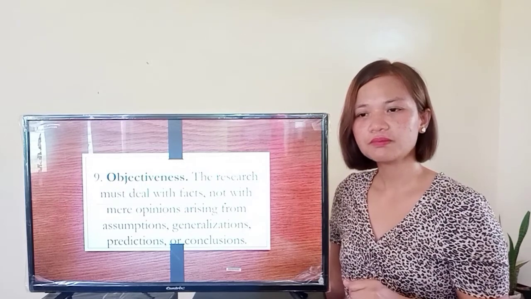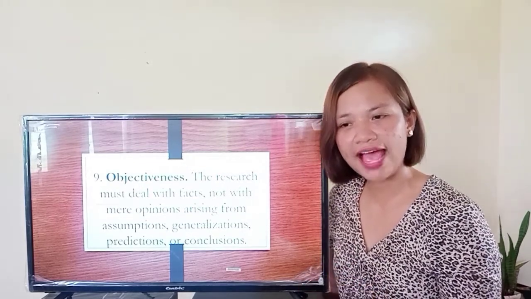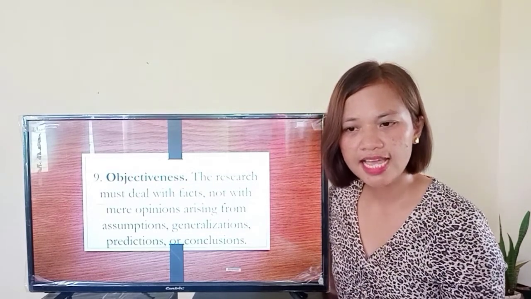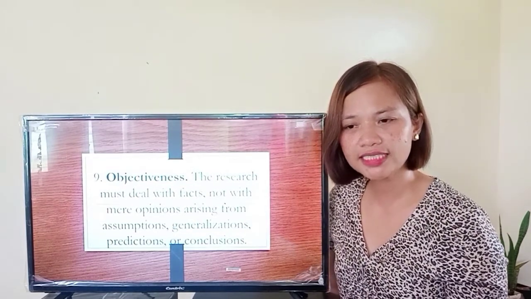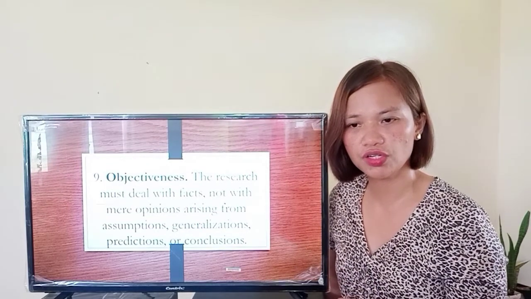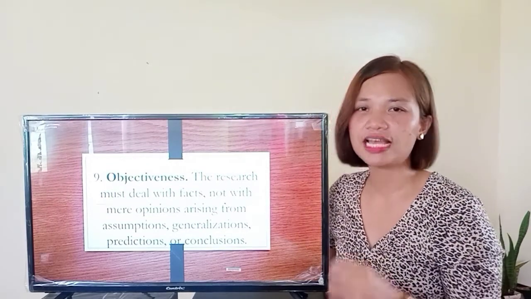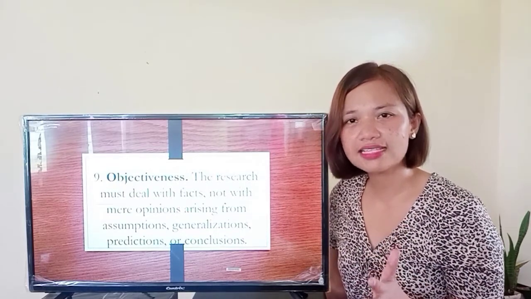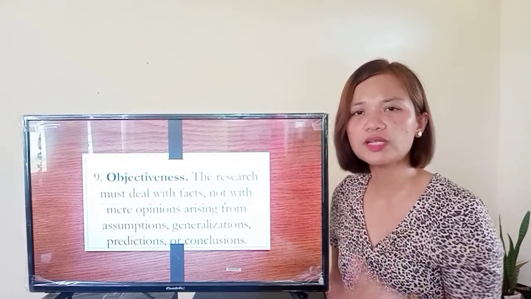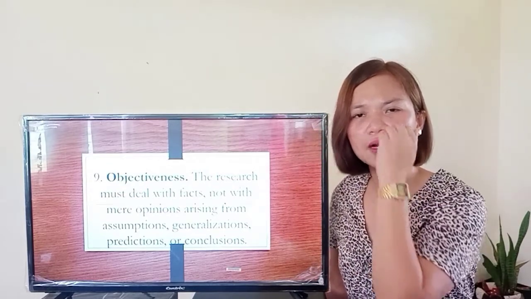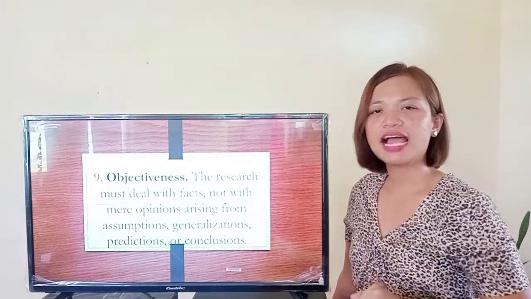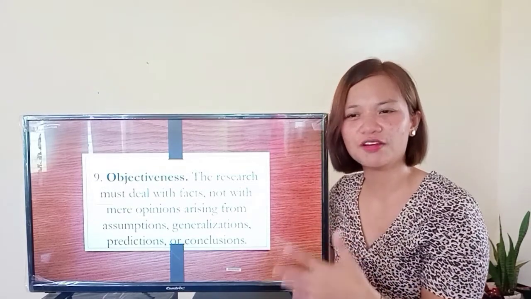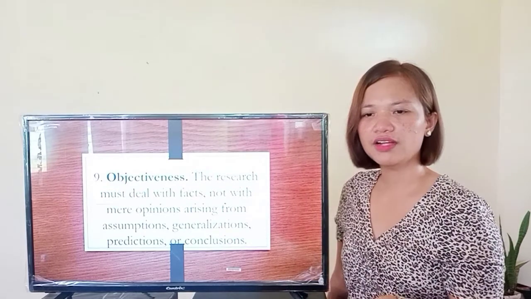objectiveness. The research must deal with facts, not with mere opinions arising from assumptions, generalizations, predictions, or conclusion. So, dapat, sabi ko nga, lagi, ibabase natin ang lahat sa katotohanan. So, although kailangan natin din naman ng opinion, pero remember, naka-anchor siya sa kung ano yung katotohanan, sa kung ano yung fact. Alright, next.